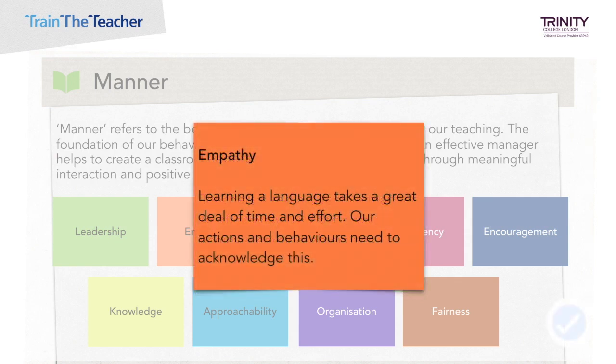Effective classroom managers also demonstrate empathy. Learning a language takes a great deal of time and effort, and our actions and behaviours need to acknowledge this. We also need to acknowledge any age-related factors. For example, small children, their attention span is quite short, their minds often wander off, they become bored quite quickly if the stage of learning goes on too long. Empathy is a critical aspect in understanding what our learners are going through in order to achieve the objectives that we've set.